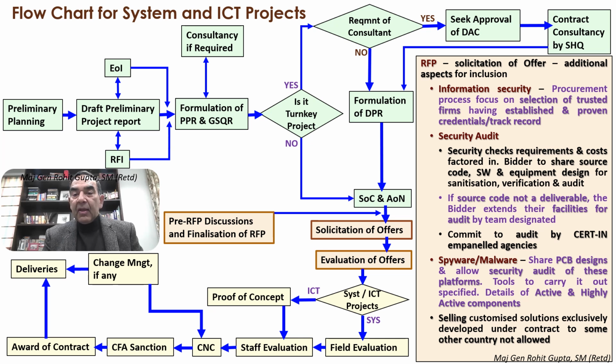Now, additional aspects to the RFP that is issued, for the balance of the previous procedures that we saw. The first important aspect is information security: the procurement process should focus on selection of trusted firms having established and proven credentials and track record. That means it cannot be given to just any company that bids for it. A security audit has to be included in the form of security check requirements, and costs are factored in.